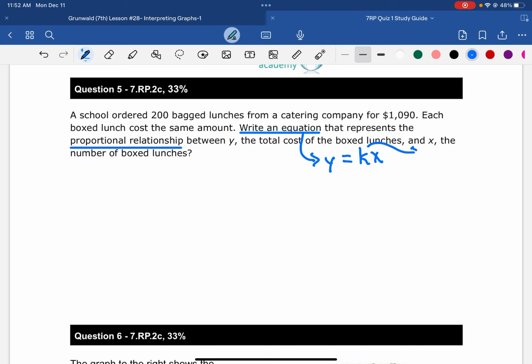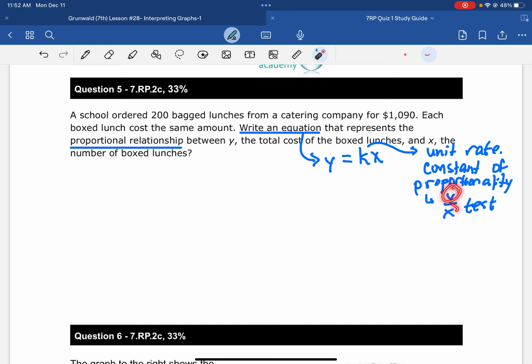So k is the unit rate, which we also call the constant of proportionality. That's a big word. I'm gonna put constant of proportionality. I'll try and fit it. And the variable k. And we also find it by using the y over x test. So the y over x test is how we find the constant of proportionality. So the question is, what exactly is our y in order to do this, and what is our x in order to do this? Well, let me also write it over here.